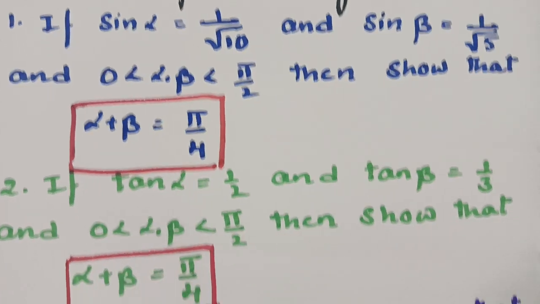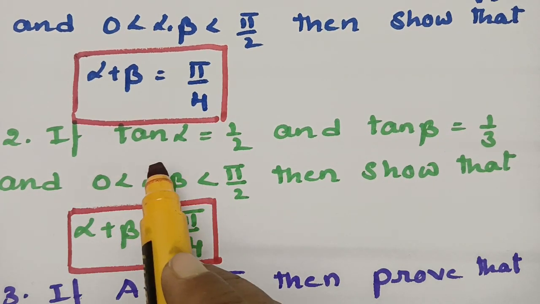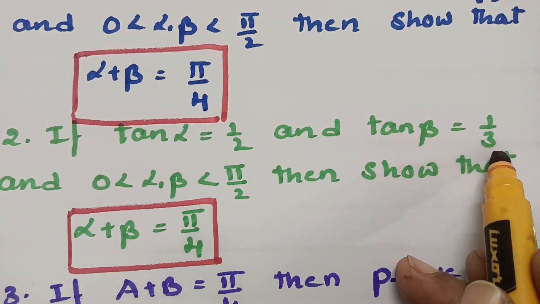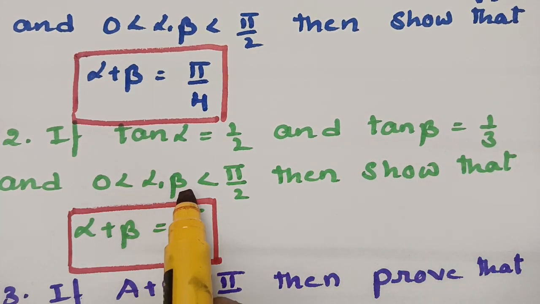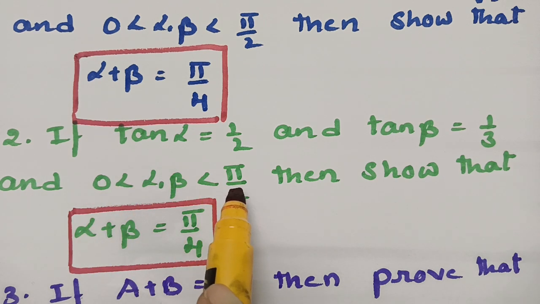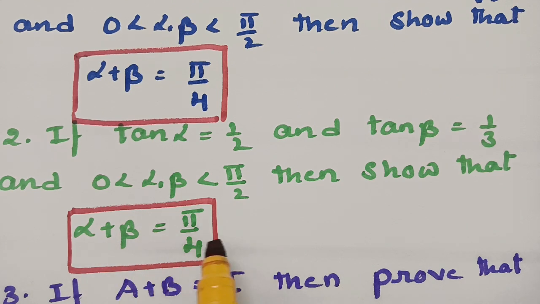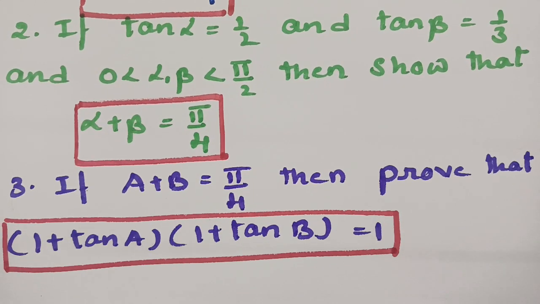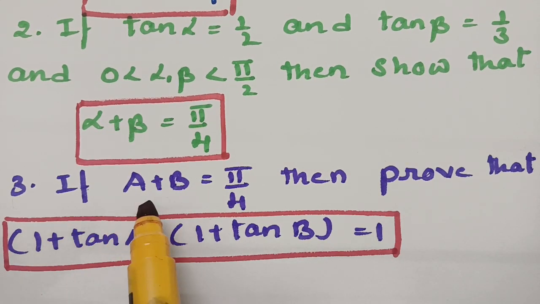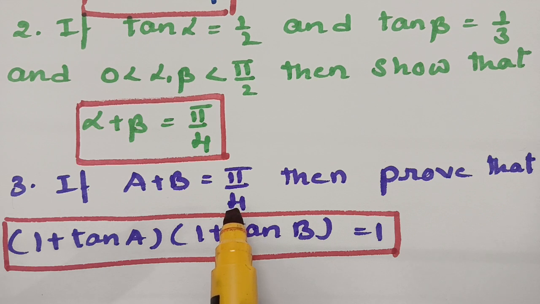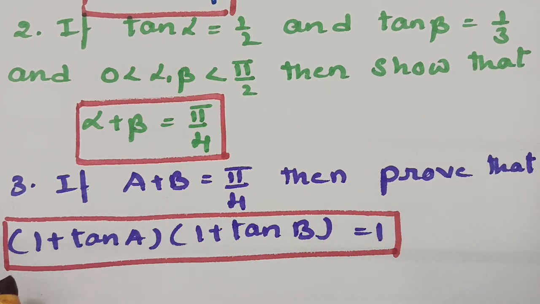And then the second question here is: if tan alpha is equal to half and tan beta is equal to 1 by 3, and alpha, beta values range between 0 and 90 degrees, then we have to show that alpha plus beta is again 45 degrees or pi by 4. Next one, the most important question. If a plus b is equal to 45 degrees, pi by 4, then we have to prove that (1 plus tan a) into (1 plus tan b) is equal to 1. So let's get started to solve the problem.